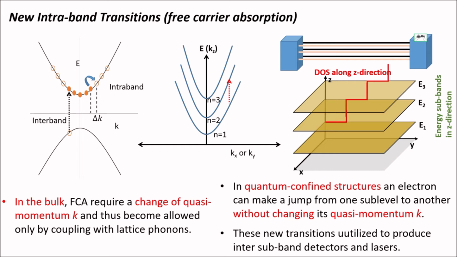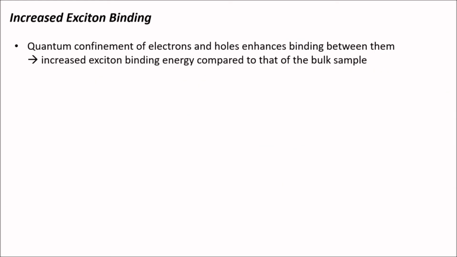However, as the well size becomes small, the electronic states are no longer confined within the well, which produces a leveling of the absorption coefficient. Quantum confinement of electrons and holes also leads to enhanced binding between them and thereby produces increased exciton binding energy compared to the exciton binding energy for the bulk sample. Coulomb interaction between free electrons and holes in a two-dimensional system is 4 times that in the three-dimensional system.